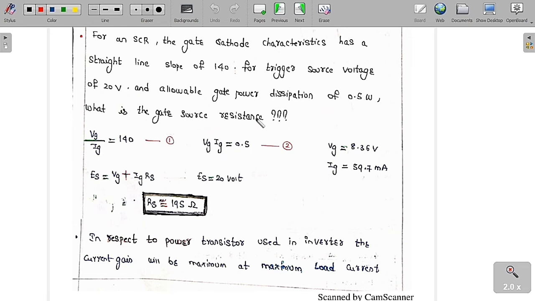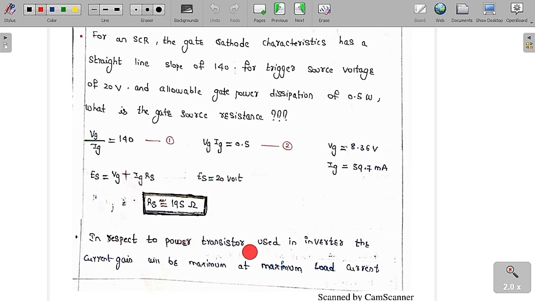What is the gate source resistance? Rs we need to figure out. If you solve these two equations, we are going to get Vg is equal to 8.36 volts and Ig is equal to 15.7 milliampere. But Es is equal to Vg plus Ig into Rs. Using this equation, with the supply voltage of 20 volts, we can get the value of the source resistance, Rs is equal to 195 ohms. Therefore, gate power dissipation is Vg into Ig, and the straight line slope is nothing but the gate characteristic, the slope of Vg by Ig.